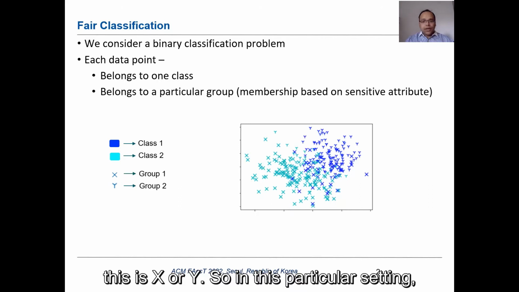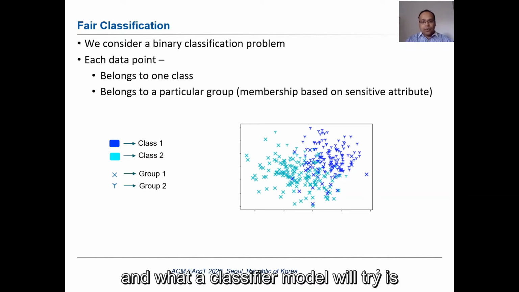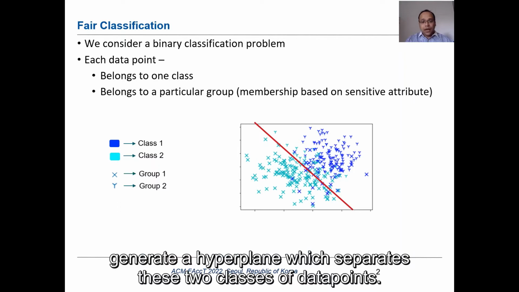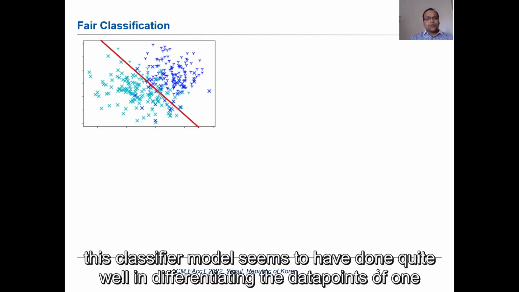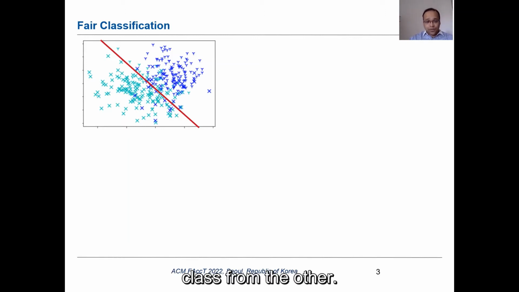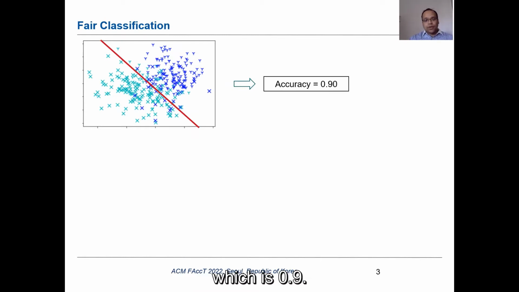In this setting, you are provided with a training set with all these data points, and what a classifier model will try to do is generate a hyperplane which separates these two classes of data points. In this example, this classifier model seems to have done quite well in differentiating the data points of one class from the other, and that's represented by the accuracy that this model achieves, which is 0.90.